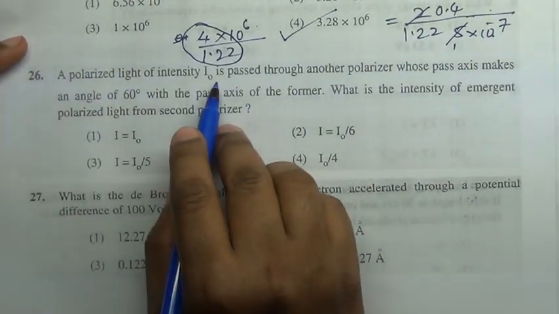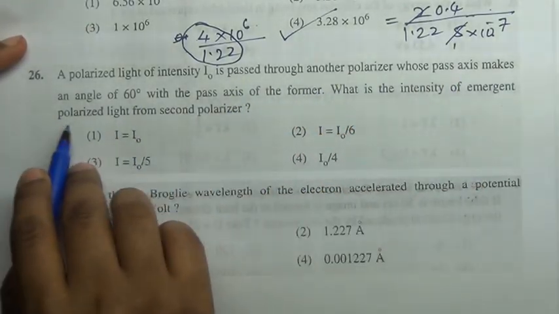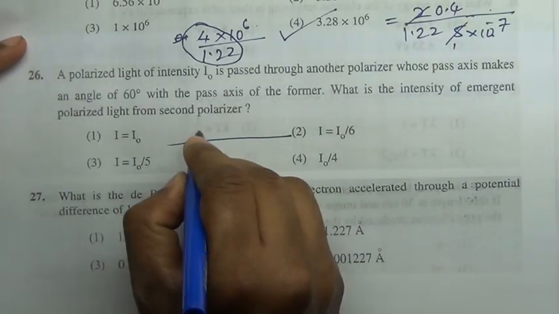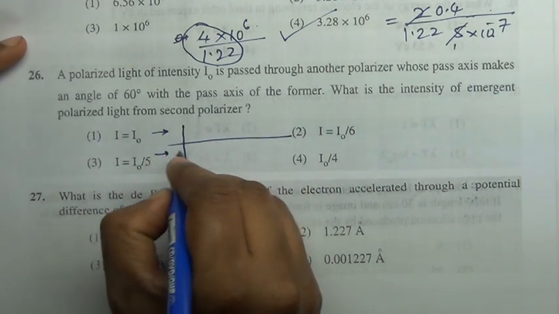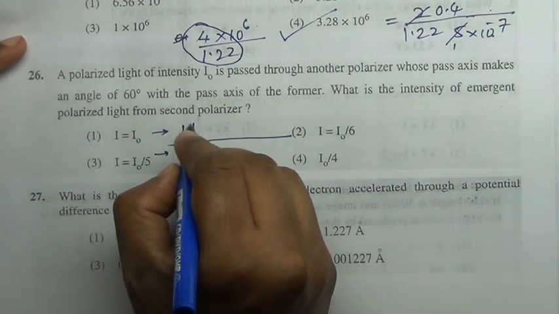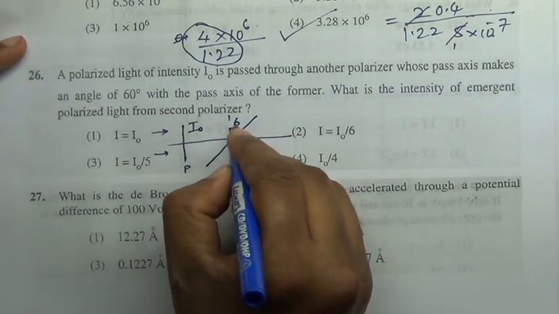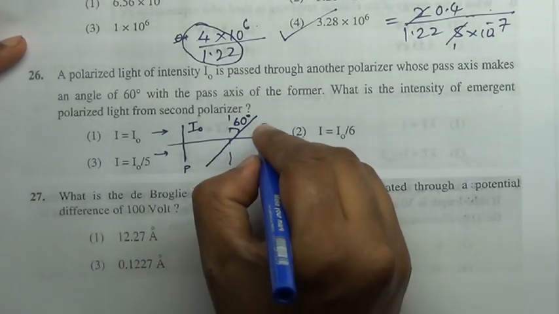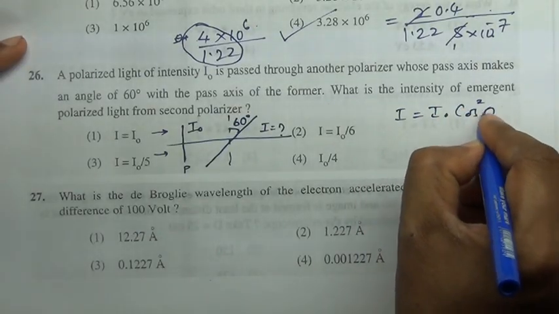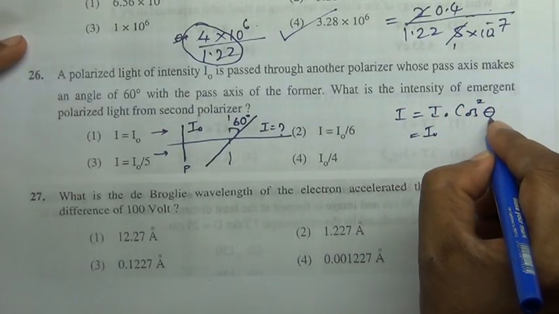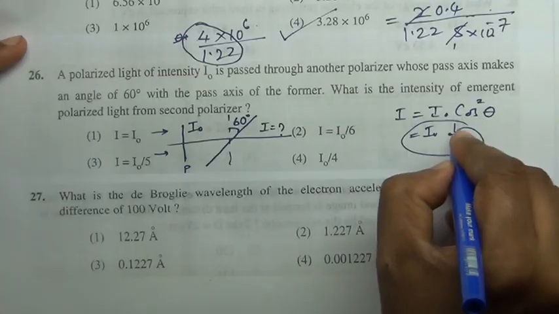A polarizer light of intensity I naught is passed through another polarizer whose pass axis makes an angle 60 degree. Intensity of emergent light? If this is a Polaroid, this is the incident light. After the Polaroid, if intensity is I naught, and this is second Polaroid which makes an angle 60 degree with respect to the first Polaroid, what is this intensity? Malus's equation says I naught cos square theta. Cos 60 is half, half square is 1 by 4, so it is I naught by 4.